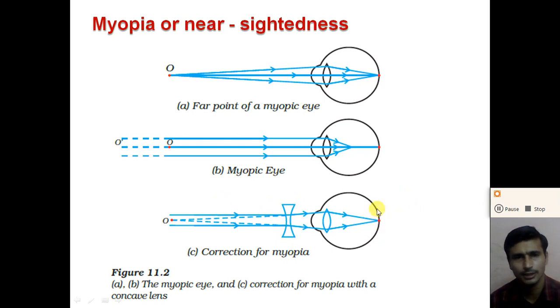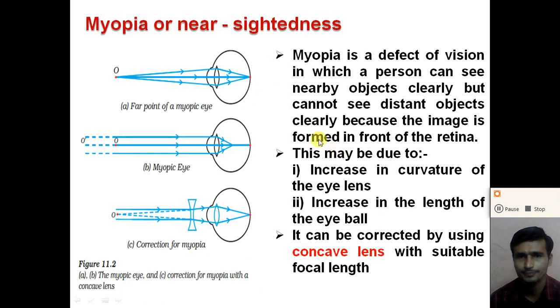So dear student, understand what myopia is. In myopia, the person cannot see the far object, the person can see the near object clearly, and this defect is known as myopia or nearsightedness, right? So myopia is a defect of vision in which a person can see nearby objects clearly but cannot see distant far objects clearly because the image is formed in front of the retina.